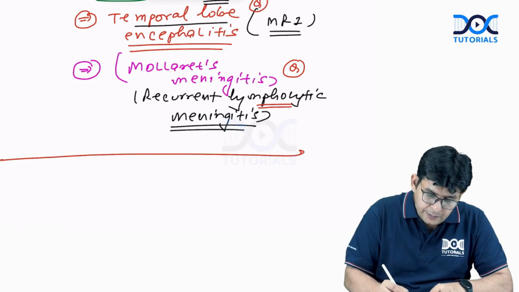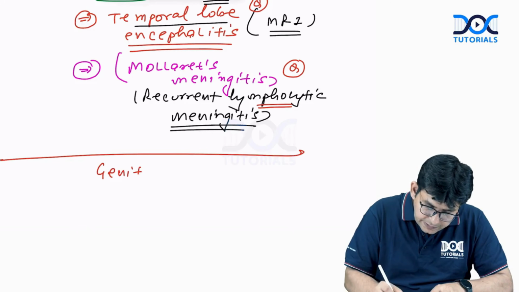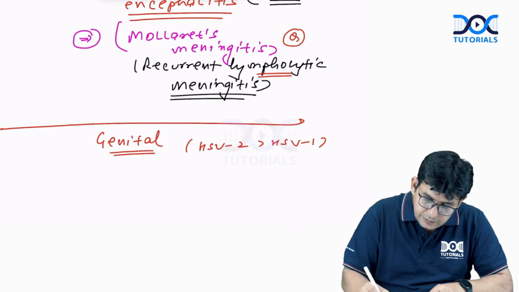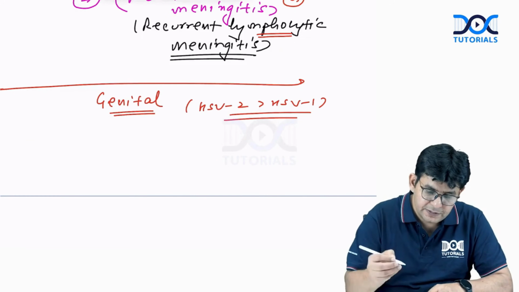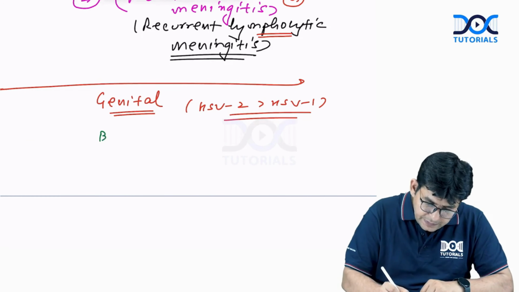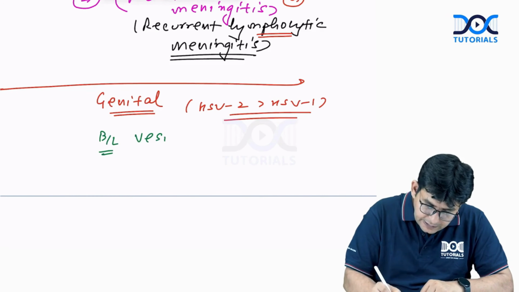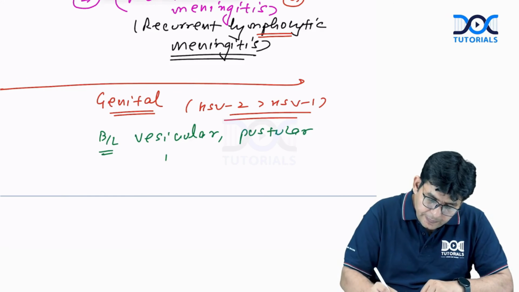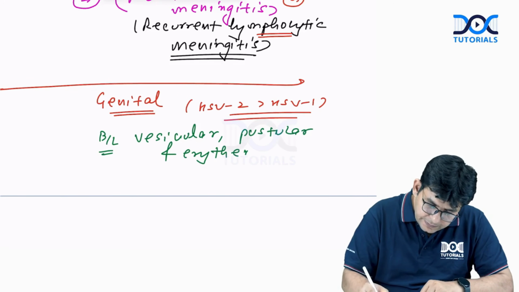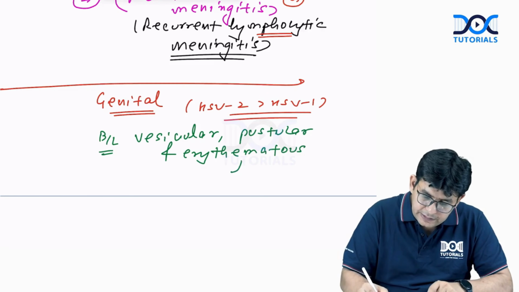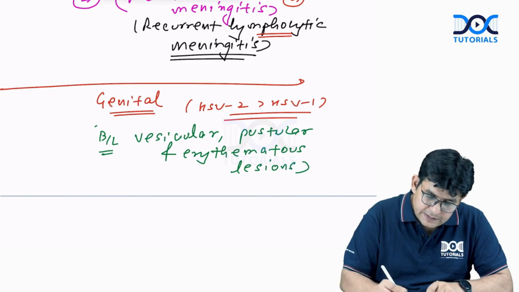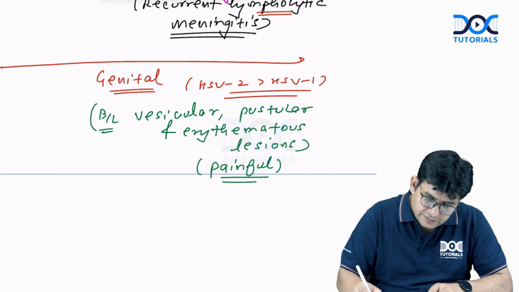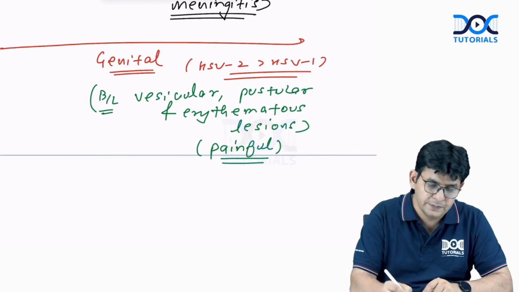Okay. Now, regarding the genital involvement, and obviously which one does more? HSV2 more than HSV1. It involves the genitals, and there are bilateral vesicular, pustular, red-colored lesions observed in this genital involvement. And obviously I already told you that most of the lesions of this are painful. So this is also painful.